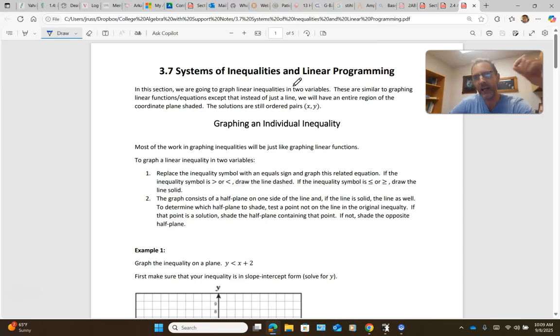So when we graphed an equation, if you remember way back in section 2.1, all of the points on that graph were solutions to that equation. Every single one of those points had a value for x and a value for y, and those values would make that equation a true statement. So what we're going to be doing today is graphing inequalities.